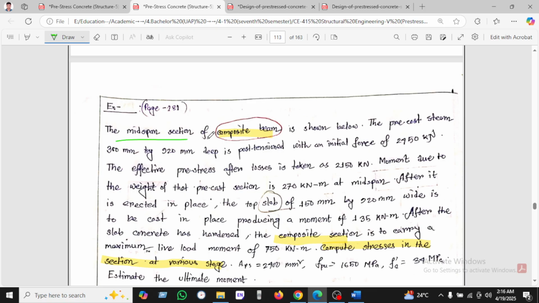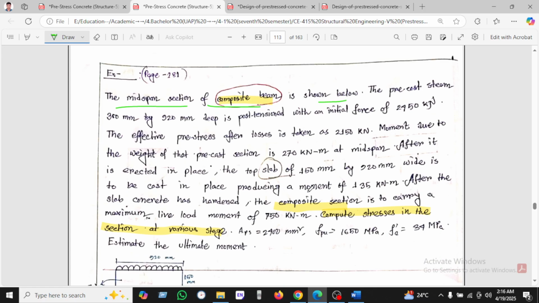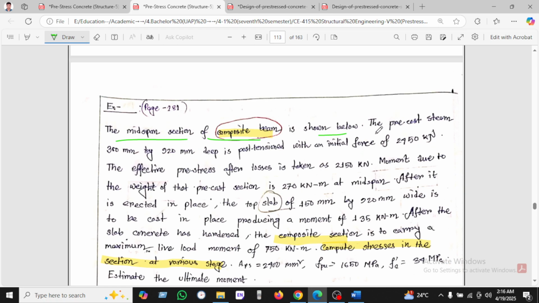The mid span section of the composite beam is shown below. The precast section is given as 300 by 920, and it is post-tensioned with an initial force of 2850 kilonewton. The effective prestress after the loss is taken as 2150 kilonewton. Moment due to the weight of the precast section is 2700 kilonewton meter at the mid section.